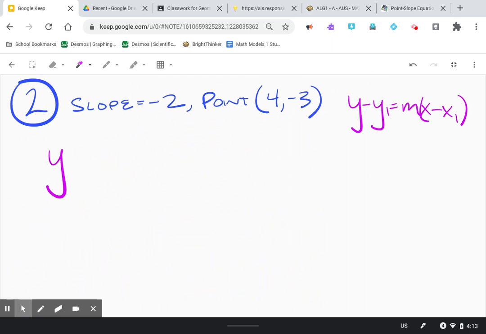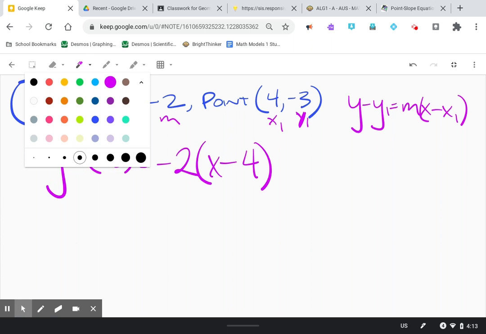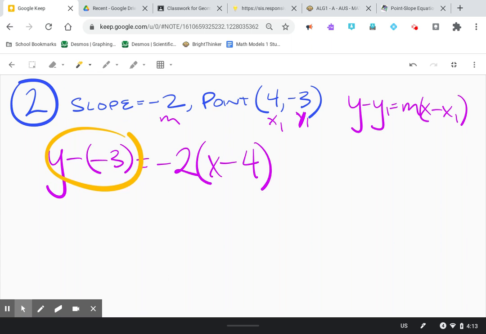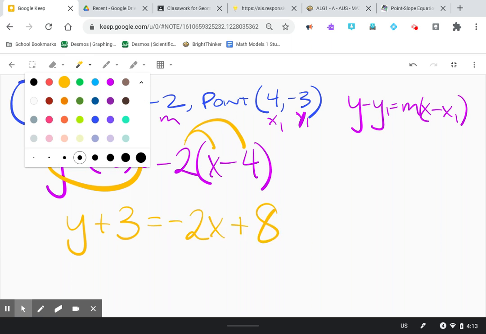So we're going to do y minus, I messed that up. y minus negative 3, we'll deal with that in a second. That's my y1. This is our m, equals negative 2x minus 4. So we simplify in our next step. This is going to simplify to become y plus 3 equals negative 2x plus 8. Negative 2 times x is negative 2x. Negative 2 times negative 4 is positive 8.